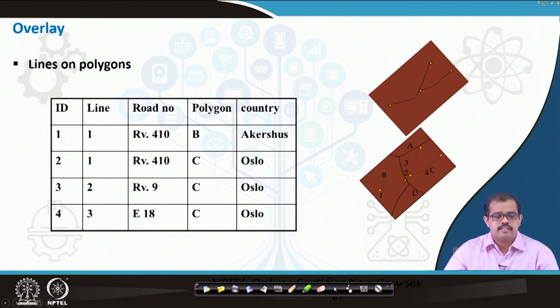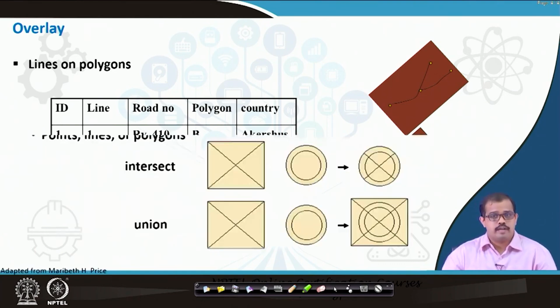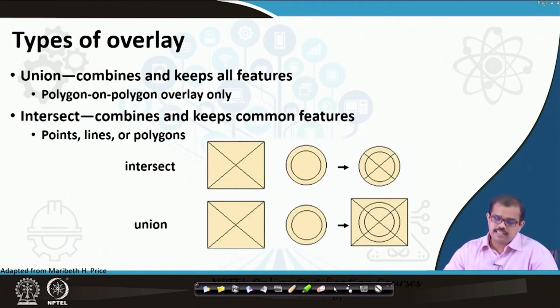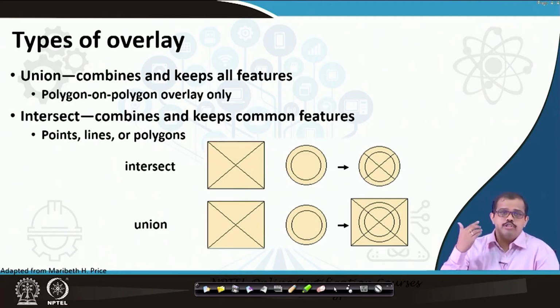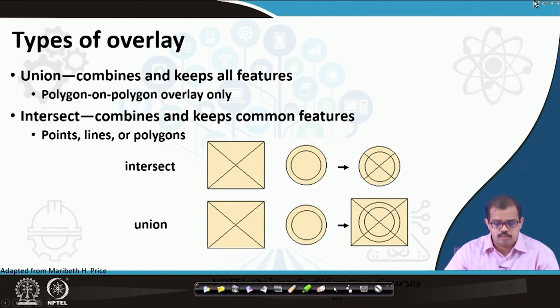So such kind of analysis can be done when you overlay lines on this. That is a different way of thinking about the usage of overlay analysis. As I said, overlay can be of many types. You can use union, you can use intersection. Union combines and keeps all the features, that is polygon on polygon overlay only.